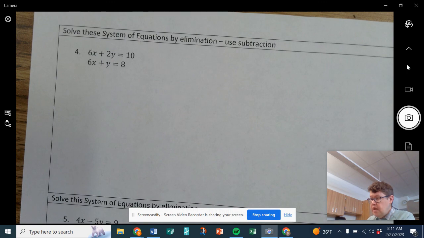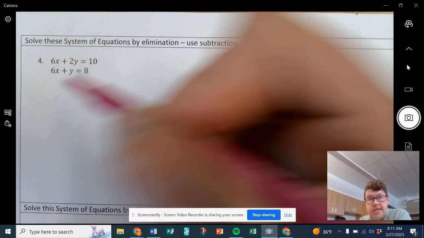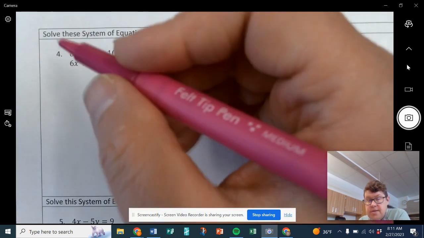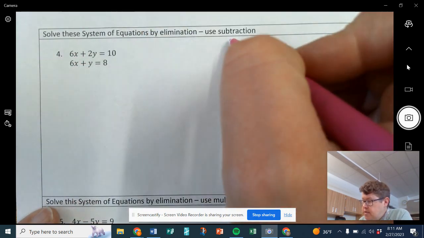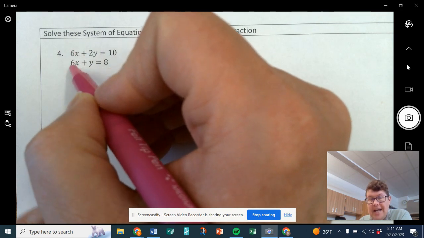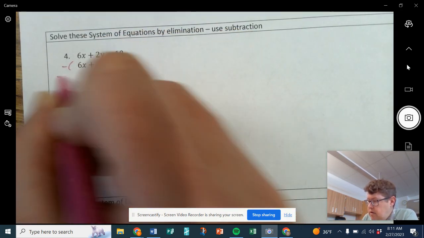Okay. So again, we're going to eliminate one of these variables. We're actually going to get rid of the x this time instead of the y. I know that I'm getting rid of my x because it's the same number. It's the same coefficient out front of my variables. I'm going to use subtraction because they're both the same sign. They're both positive. Okay. So I subtract here.